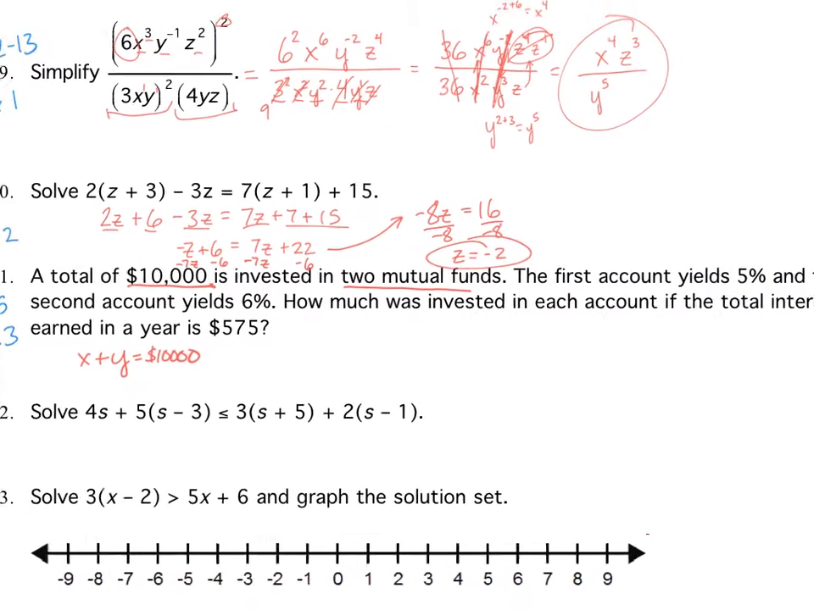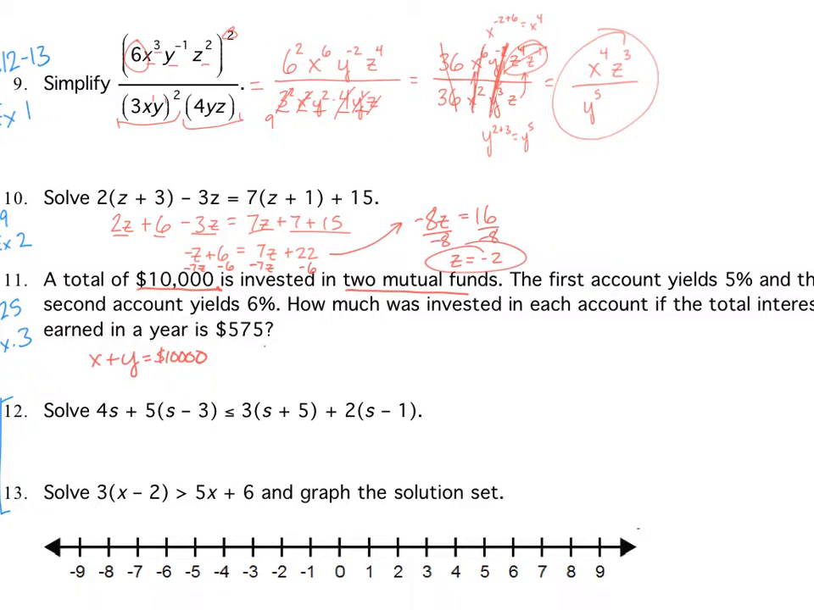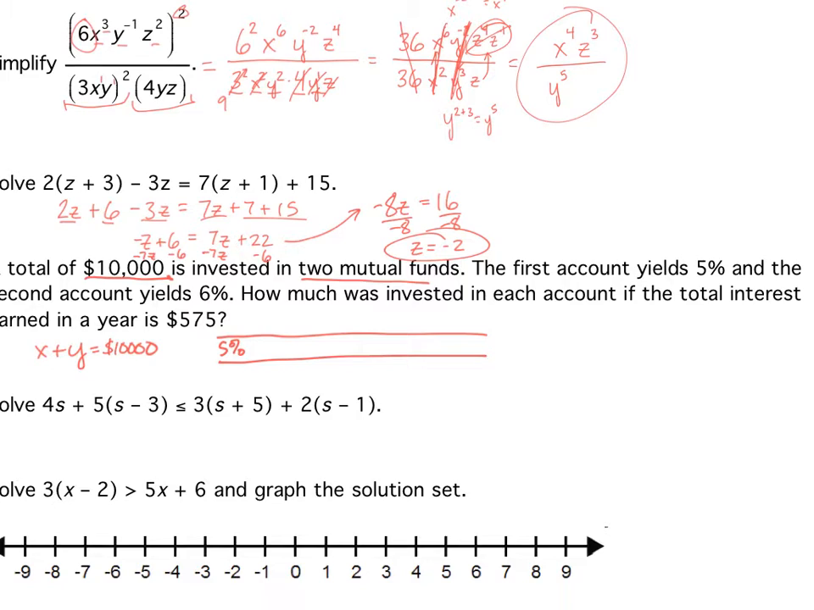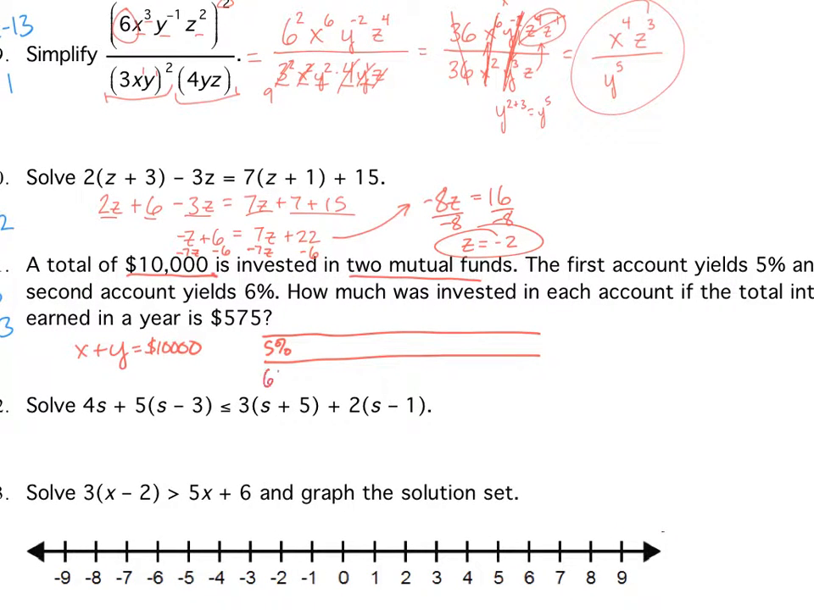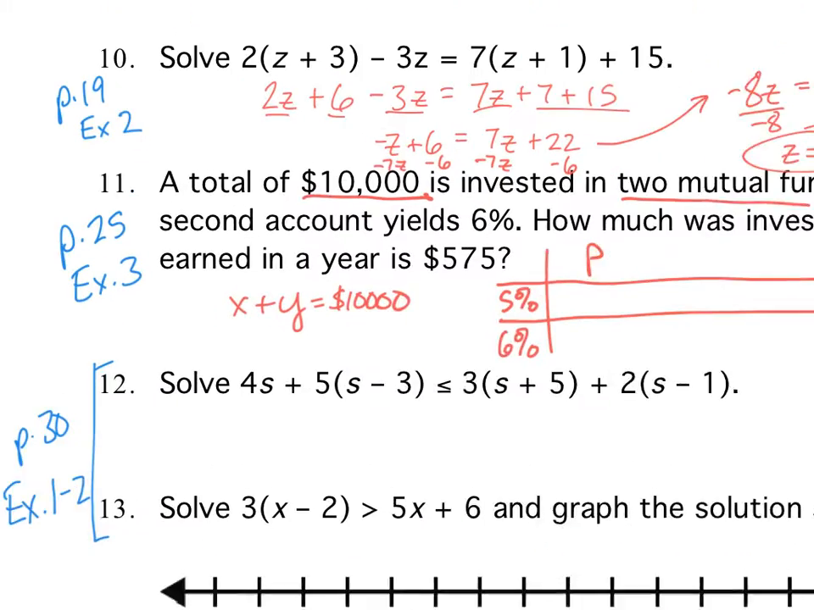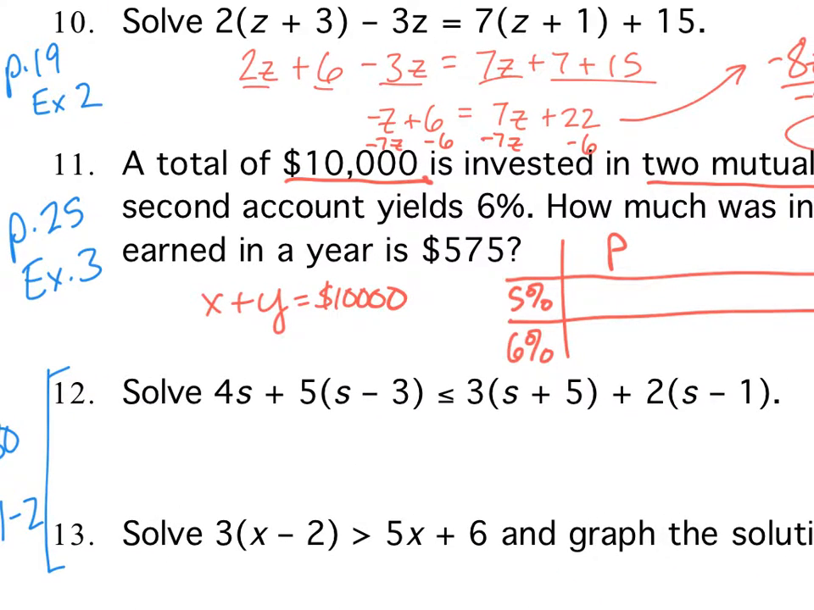So the way that we would solve these interest problems is to make a table where the numbers for one of the accounts, in this case we have a 5% yield and a 6% yield. So we'll just label our accounts with the interest rates. And then in the rest of the table, you want a column that represents the principal. That's the amount that's invested in each account. And that's where this X and Y equaling 10,000 is going to come in. We'll call the amount that we put in the 5% X.